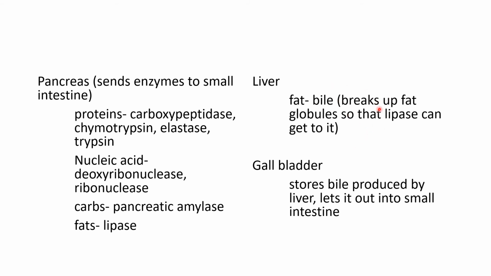And so bile can break up those fat globules or spheres so that they are smaller, so that lipase can get at them better. And then the gallbladder is just a little pouch underneath the liver that will store bile produced by the liver. And as it sees the need, as it sees fat in the small intestine, it will let little squirts of that bile into the small intestine to help digest the fat.